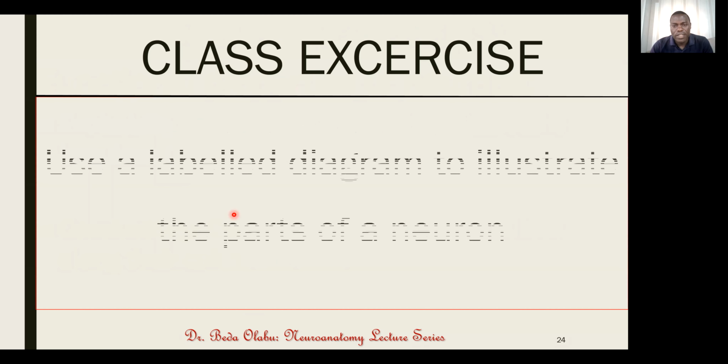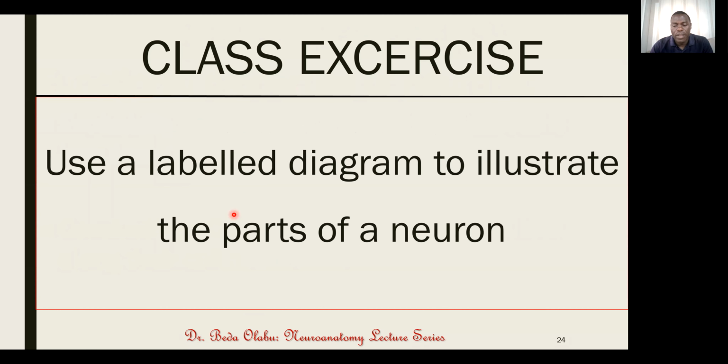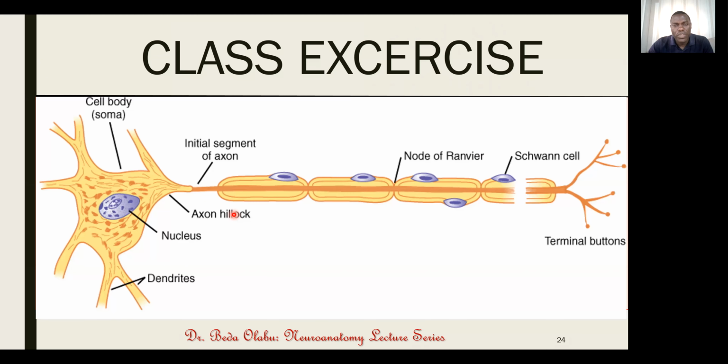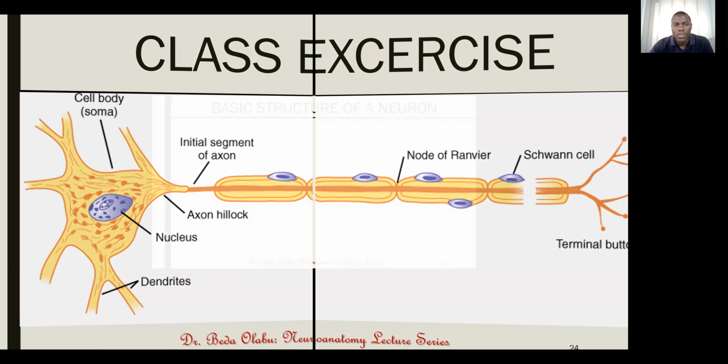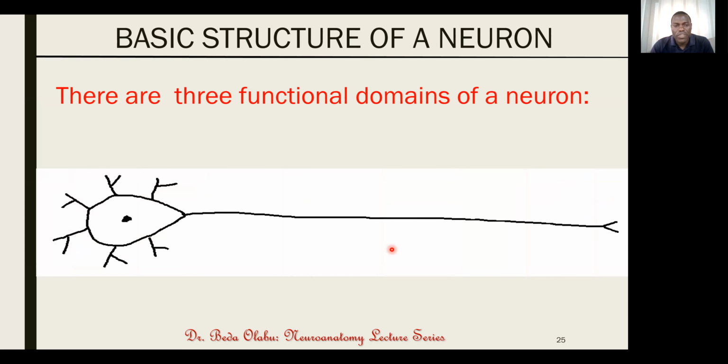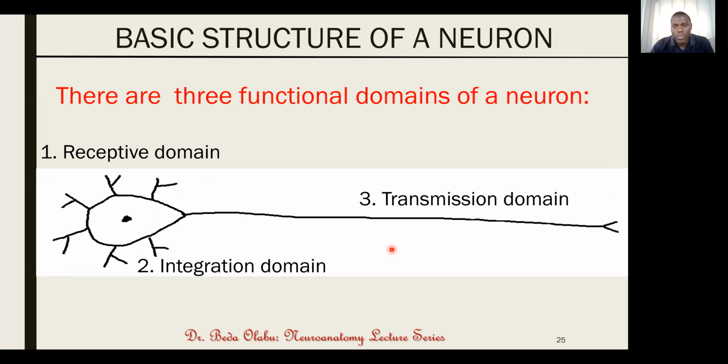I don't think I want to give you that as a class exercise because you had already done this a while back. So let me skip that. But we know how a neuron looks. There'll be a cell body, there'll be an axon, there are dendrites. The axon could be myelinated, and the junction between one sheath of myelination and another one is what we call the node of Ranvier. The ends of the axons are what you're calling terminal buttons. In its basic structure, we describe a neuron as having three functional domains: the receptive domain being the dendrites, the integration domain being the cell body, or what others call the soma, and the transmission or transport domain being the axon of the neuron.